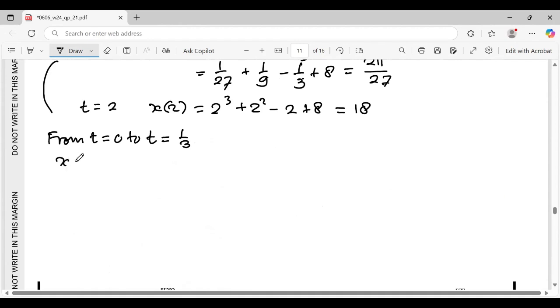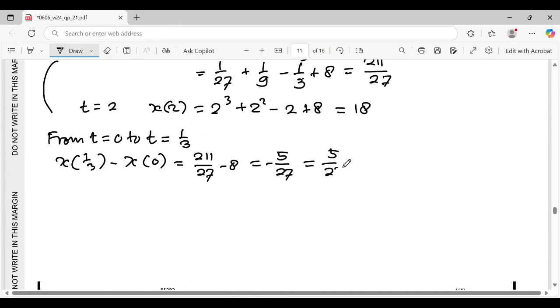The distance x 1/3 minus x 0. It means 211 over 27 minus 8, and the result is minus 5 over 27. But displacement is never negative. So if this is minus, I would like to use 5 over 27, because displacement is never negative, never minus.